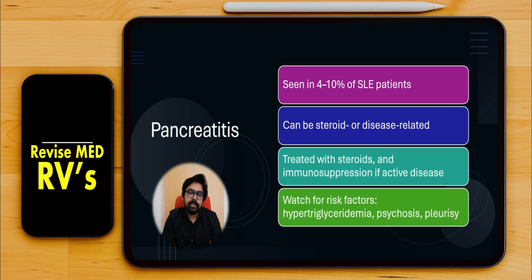If the disease activity is stable and it is probably drug induced, withdrawal of the culprit drug is the treatment. And always watch for the risk factors for pancreatitis such as hypertriglyceridemia, psychosis, and pleurisy. If the patient is having these, hypertriglyceridemia, psychosis, and pleurisy, they are more prone to having pancreatitis.